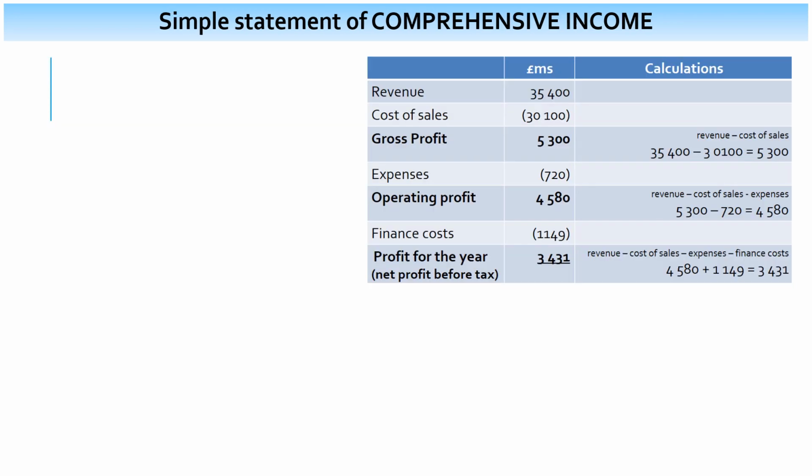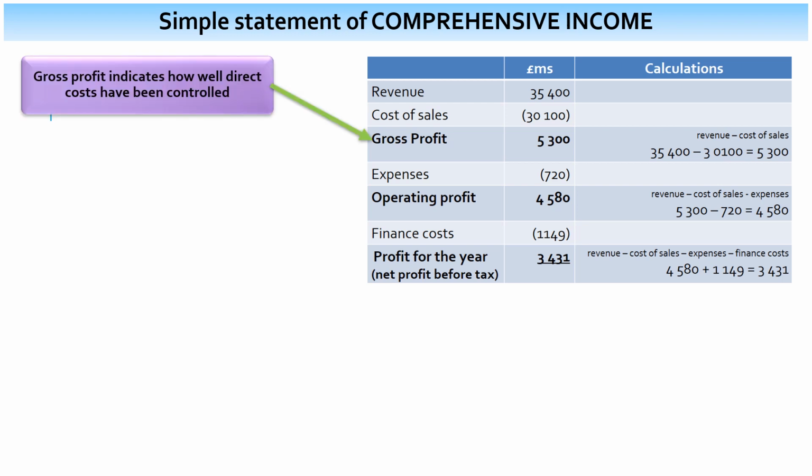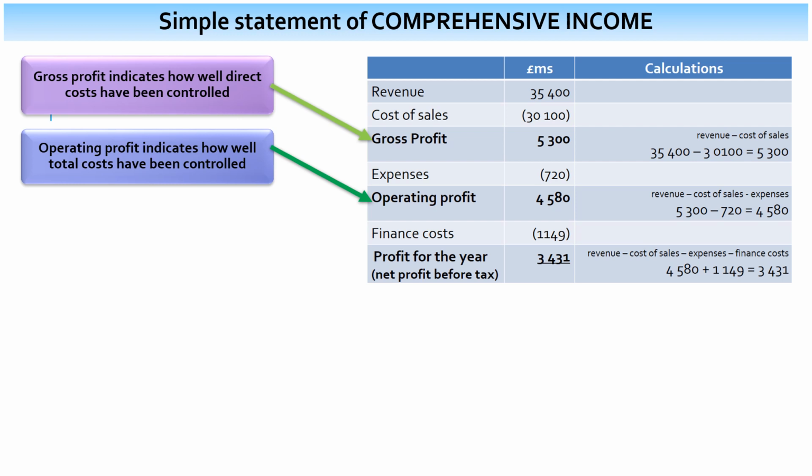So here's an example of a simple statement of comprehensive income. And we might use it in the following way. Firstly, we might look at gross profit, and this indicates how well the direct costs have been controlled. So how well does revenue, the money we received from selling items, cover the direct costs of making those items? We can then look at operating profit, and that shows us how well total costs as a whole have been controlled. And based on this figure and the gross profit, we can start to look at the cost structure. What's more significant, the cost of sales or the expenses? What can we learn about the business from this information?